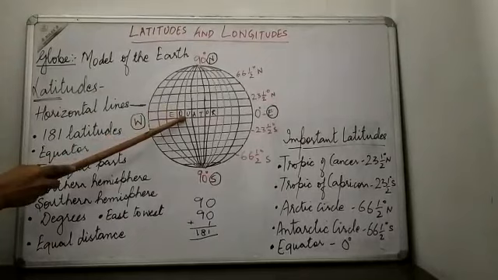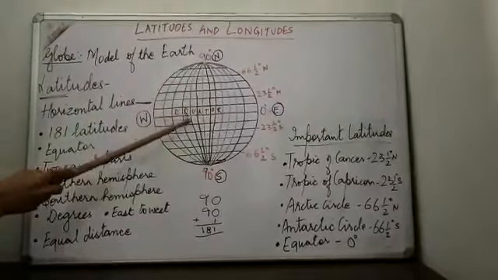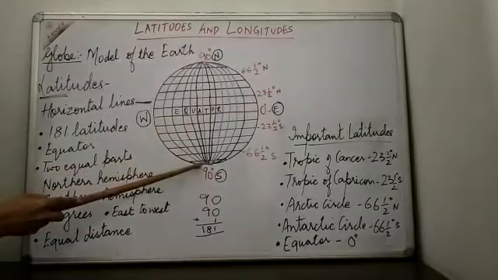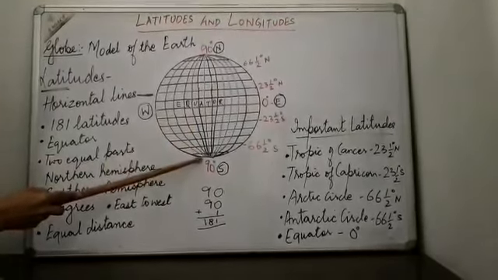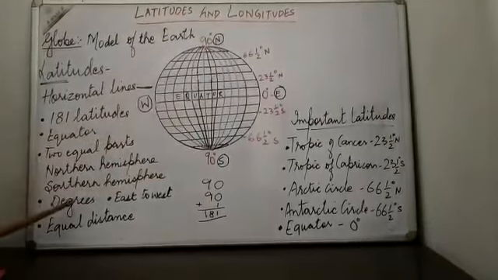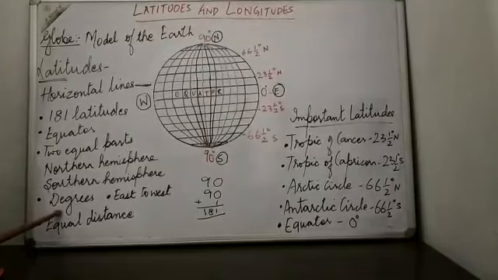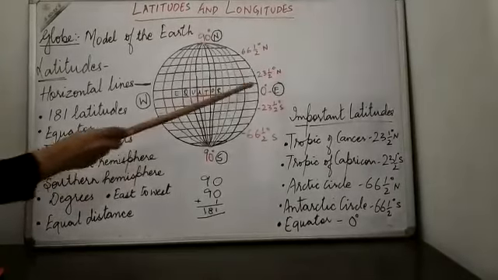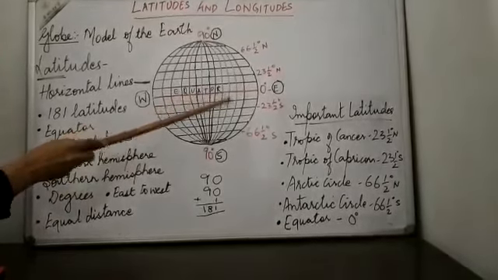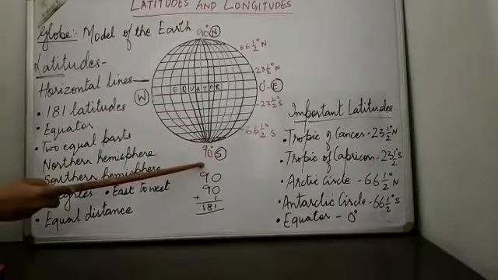The part of the earth that is above the equator is called the northern hemisphere. The part below the equator is called the southern hemisphere. Right? Equator is the longest latitude. Next is degrees. Latitudes are always marked in degrees. As you can see here, 0 degree is the equator. Then the degrees keep on increasing as we move towards the poles.